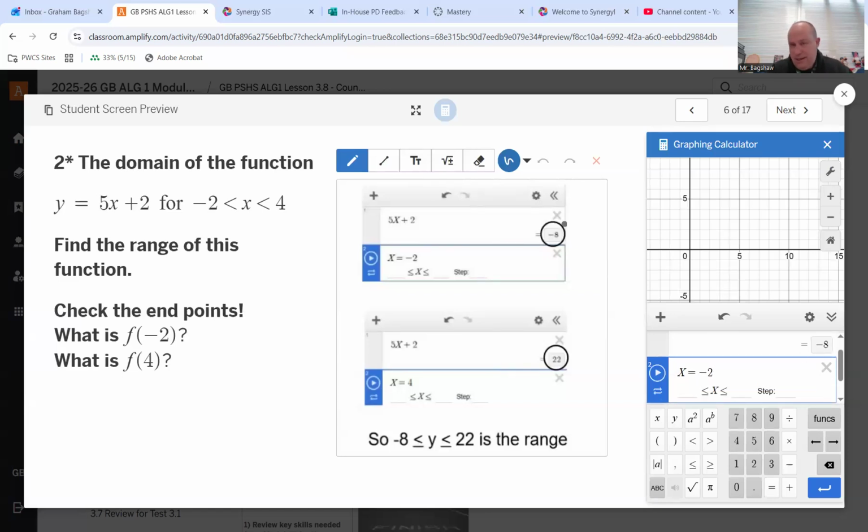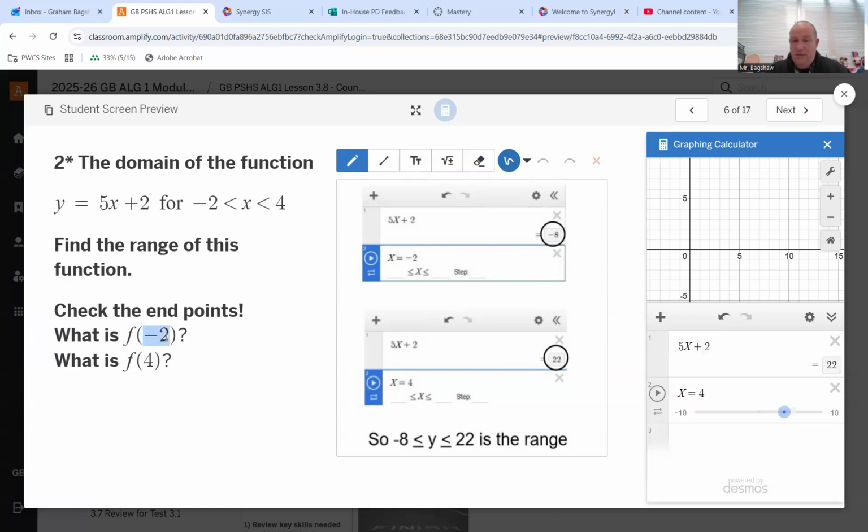And you can see that one of the answers is -8 here. If you then change the slider to the other value, 4, then you get an answer of 22. So the range is between these two numbers. You don't need to check every single value for this, like -2, -1, 0, 1, 2, 3, 4. Remember, the graph's just going to continue to go upwards for a graph like this. So if we look at the extreme points, that'll be enough for us to find out what the range is going to be. Also, just that reminder, numbers inside parentheses are x values as well. That's why I put x equals -2 here.